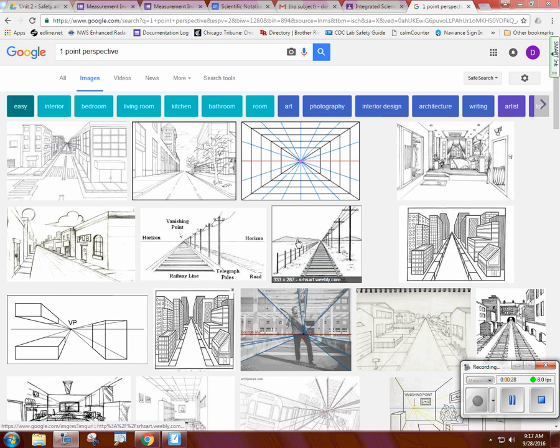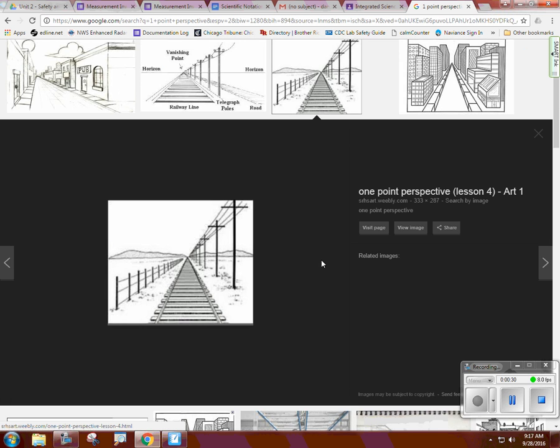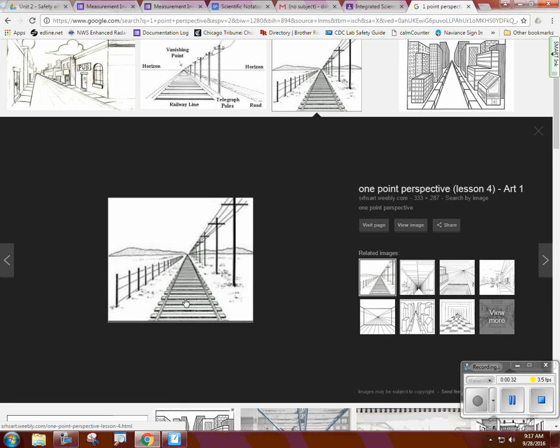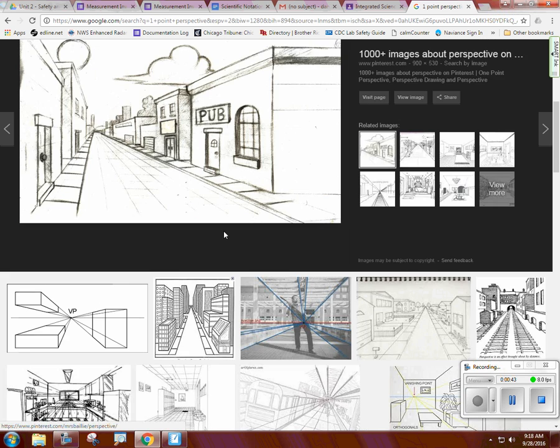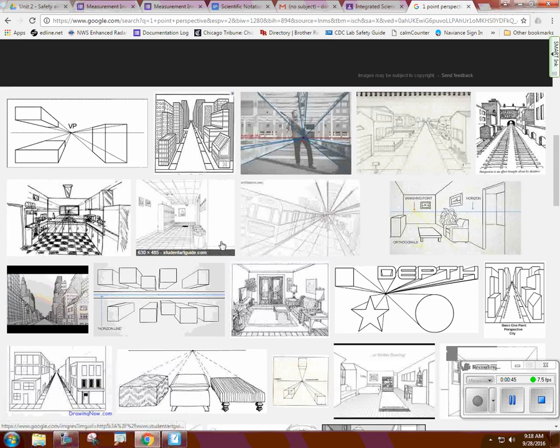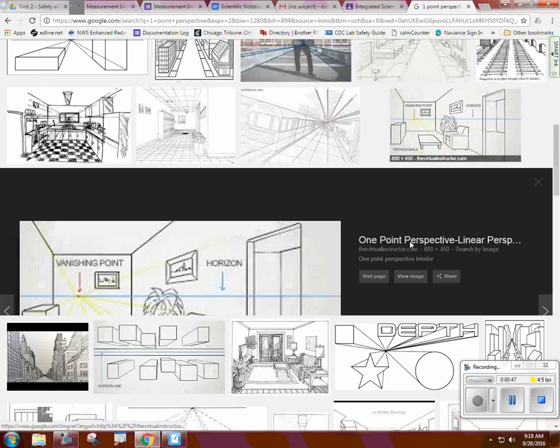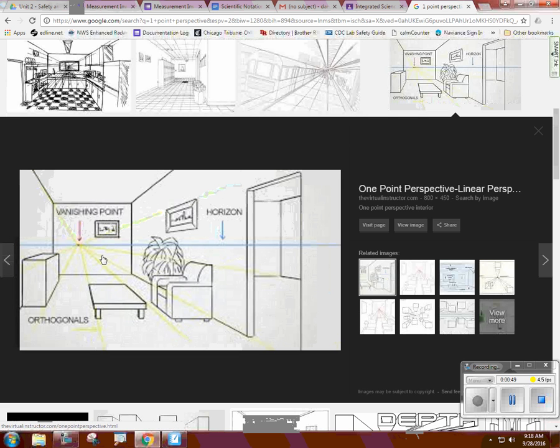So pictures kind of like this, where we have train tracks that are going into the distance, kind of vanishing away. Here's a main street. You can see that the street is going into the horizon back here. There's plenty of examples. You could even draw a room in one-point perspective, and this vanishing point is like where the drawings lead to.